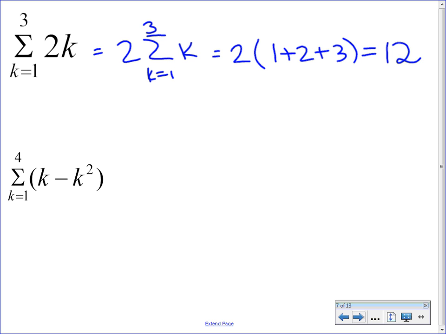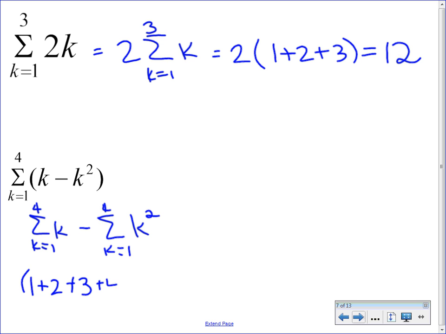Over here, we have the sum from k equals 1 to 4 of k minus k squared. This is the same thing as the sum from k equals 1 to 4 of k minus the sum from k equals 1 to 4 of k squared. So here we have 1 plus 2 plus 3 plus 4 minus 1 plus 4 plus 9 plus 16. If I'm doing this without a calculator, automatically I'm going to say 1 minus 1 and 4 minus 4, and then this adds to.